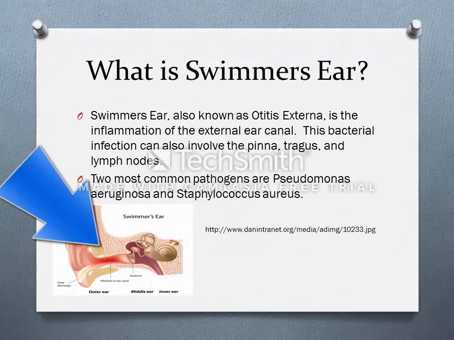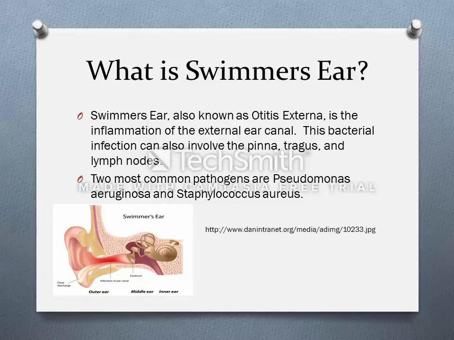So what is swimmer's ear? Swimmer's ear is the inflammation of the external ear canal. It's usually caused by a bacterial infection, and it can also involve the pinna, the tragus, or the lymph nodes. The two most common pathogens that cause swimmer's ear are Pseudomonas or Staphylococcus.